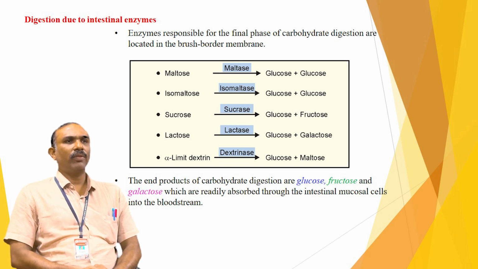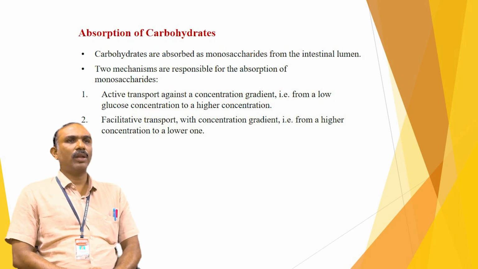The end products of carbohydrate digestion are glucose, fructose, and galactose, which are readily absorbed through the intestinal mucosal cells into the bloodstream. Whatever monosaccharide comes after digestion enters the bloodstream, and that is called absorption. Now, absorption of carbohydrates: carbohydrates are absorbed as monosaccharides from the intestinal lumen.